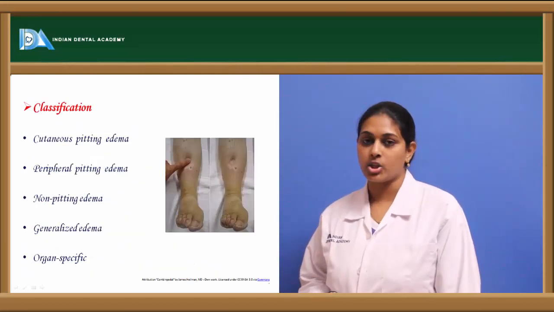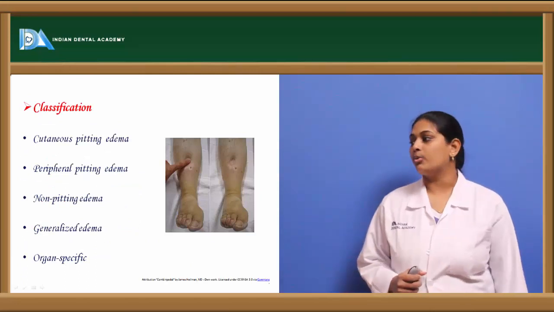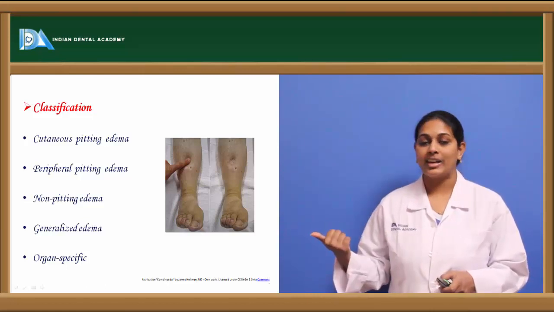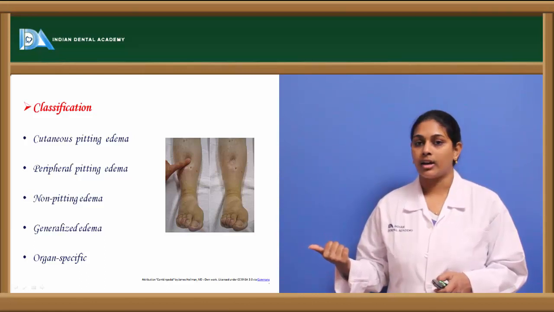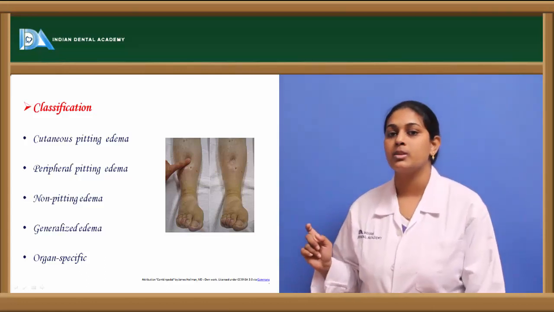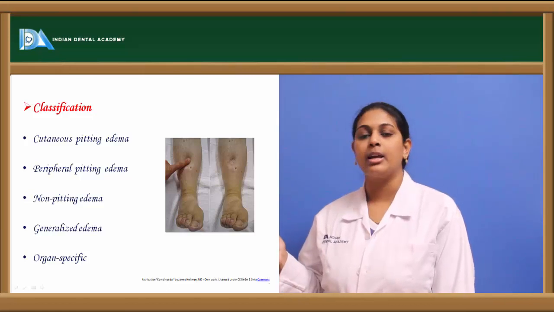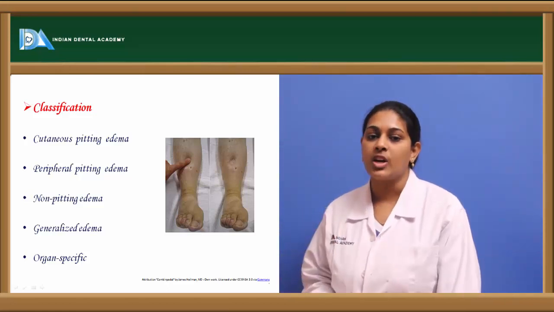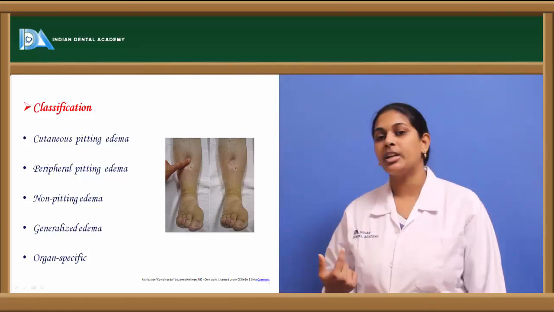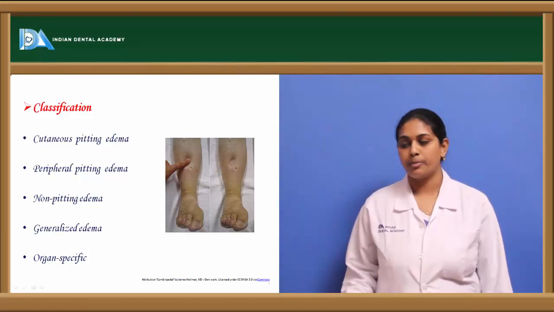So coming to the classification of edema, the picture shows an indentation in one of the legs when pressure is applied. We can see the indentation occurring because of the pressure applied by the finger. This is known as cutaneous pitting edema, where there is formation of pits in the edema. Peripheral pitting edema involves peripheral structures such as the limbs, lower limbs, or any of the peripheral parts of the body. Non-pitting edema: in spite of applying pressure, there is no pitting seen in the edema.